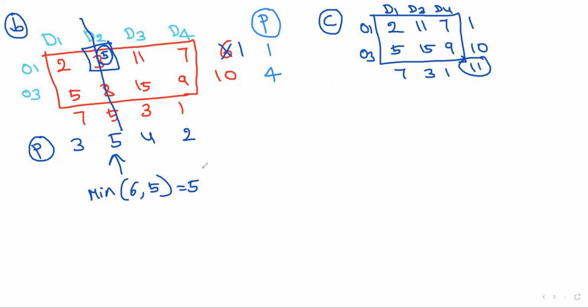Now again I have to give the penalties. Penalty means difference between least element and next least element, right? Penalties. 2 is the least element, next least element is 7. 2 and 7 difference is 5. 5 is the next, 9 is the least element. The difference is 4. And here the penalties are 3, 4, 2.